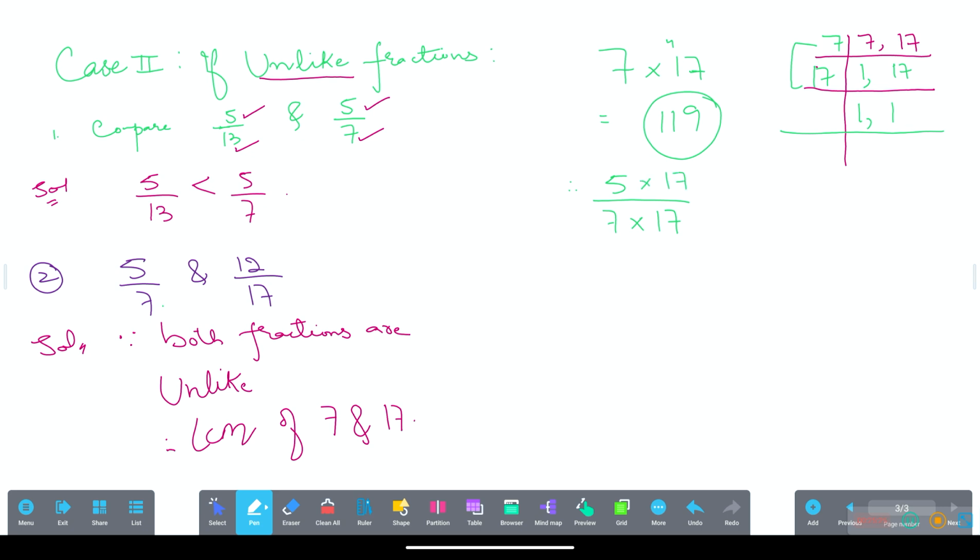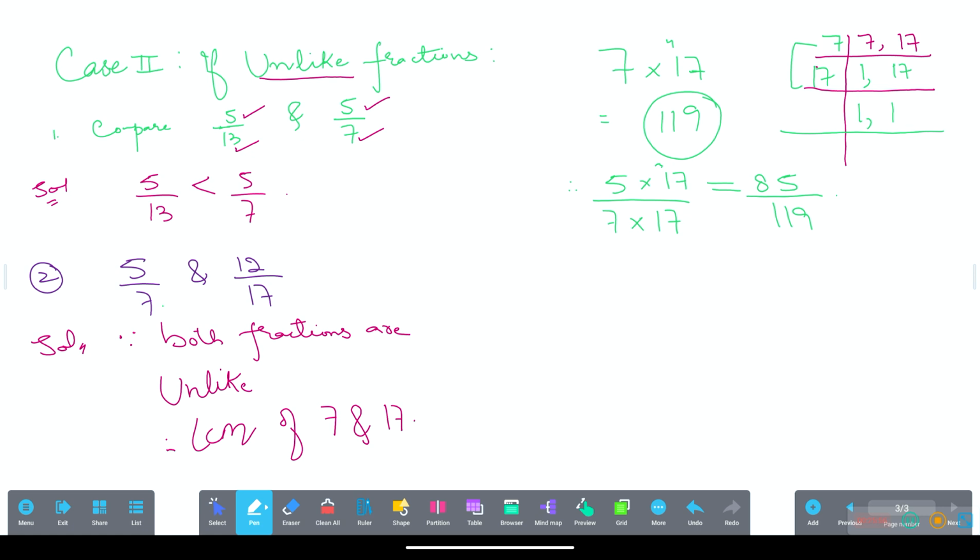Now, what I am finding here for 5 by 7 relates to the previous concept: multiplying the numerator and denominator by the same number gives equal values. Remember the concept of equivalent fractions. Now let me see what this becomes. 5 times 7 is 35, 5 and 3 carry. 5 times 1 is 5, plus 3 is 8. So 85. And 7 into 17 is 119. Now 85 by 119 will be the same as 5 by 7.